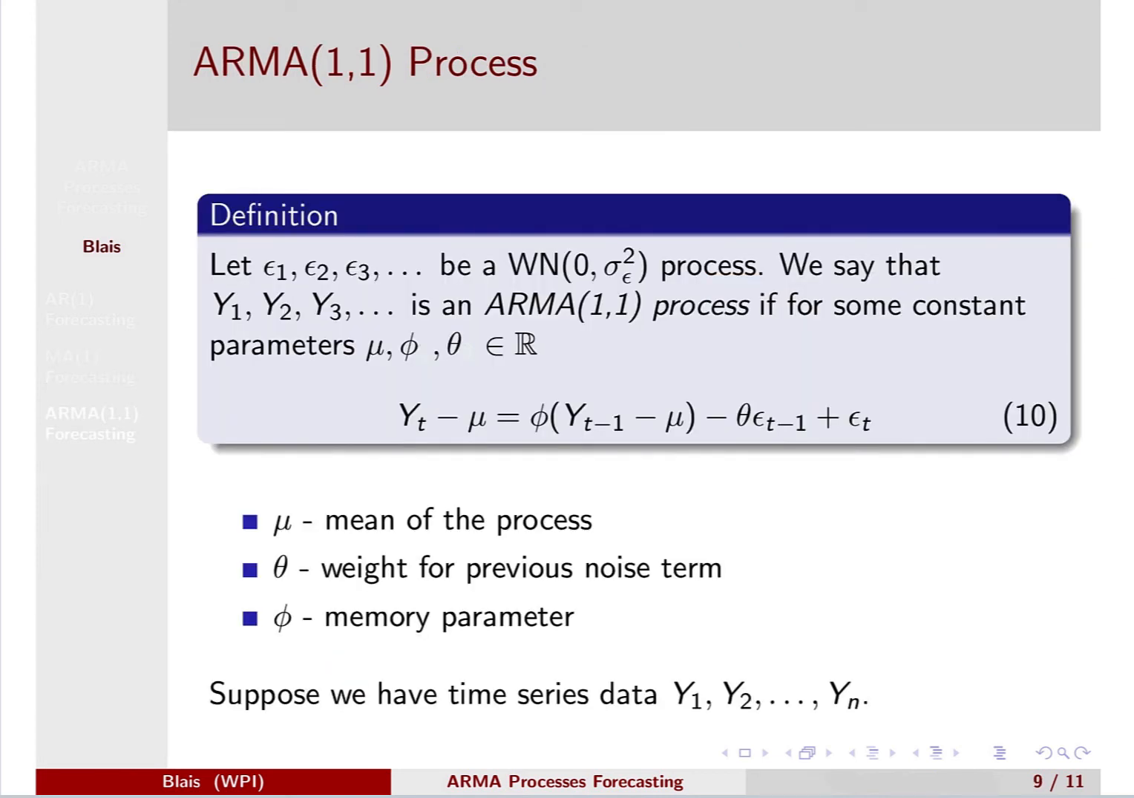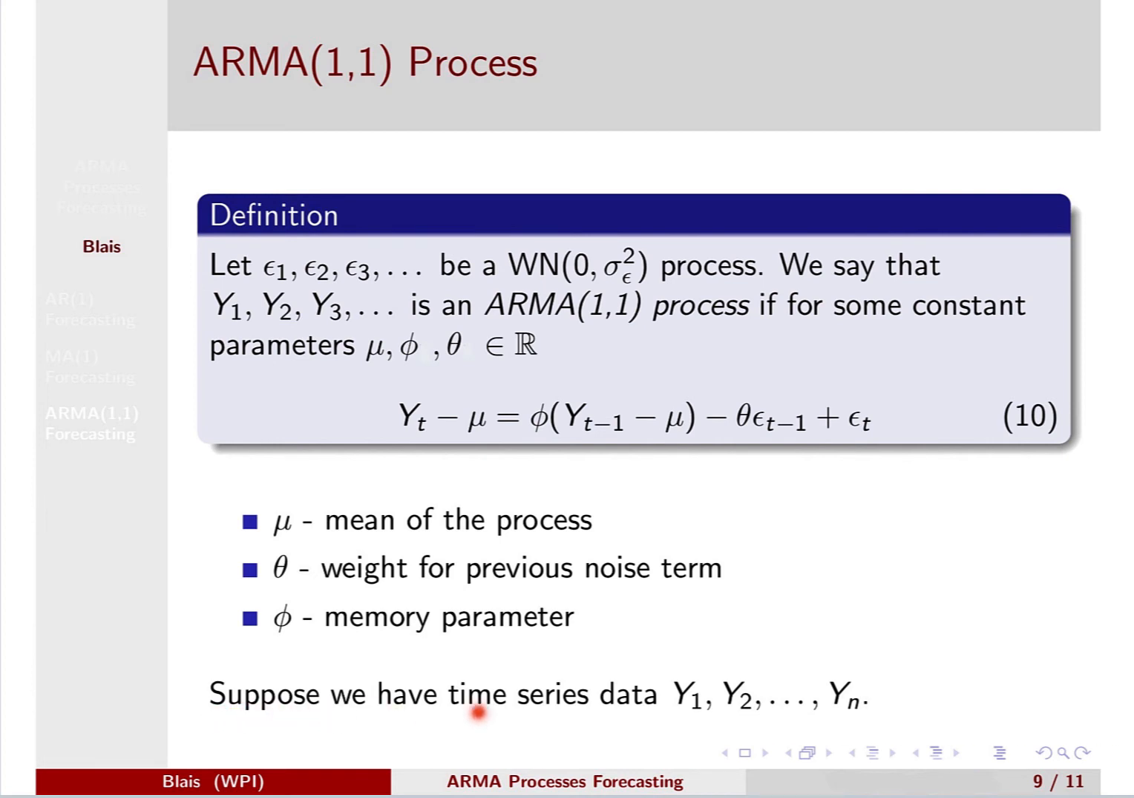Let's now combine these. So let's look at our ARMA 1-1 process. So recall the definition. We have the same kind of white noise process, and we say y1, y2, y3, and so on is an ARMA 1-1, or an autoregressive moving average process, 1-1, if for some constant parameters mu, phi, and theta, we have the following equation, and we see that this is nothing more than a combination of the AR1 and the MA1 process. So yt differs from its mean with this memory piece for how it differed from its mean in the previous time step, and then it has a memory piece for the previous noise term, and then a new noise term.